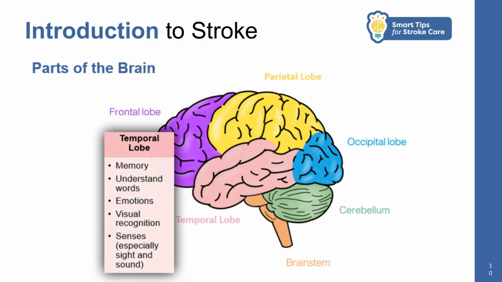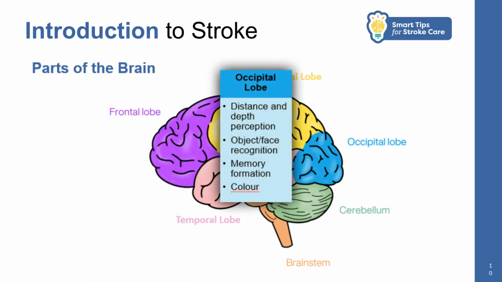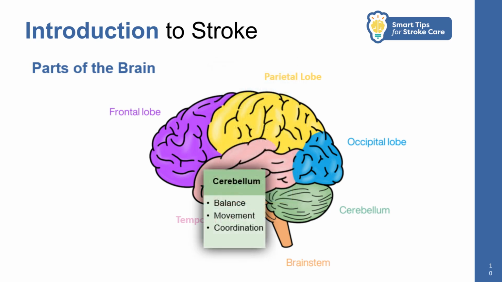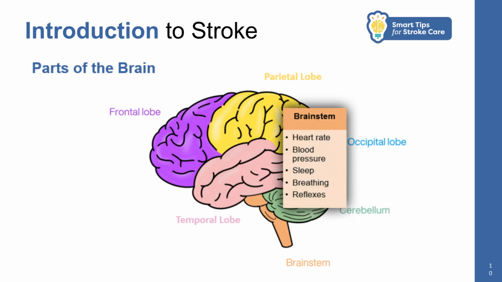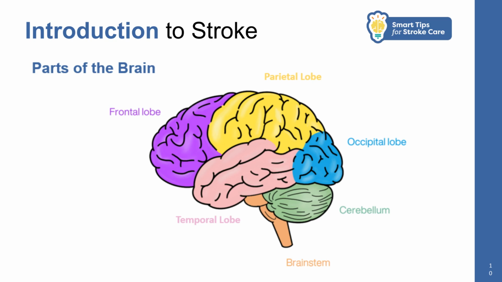The temporal lobe is key for memory, understanding words, emotions, visual recognition, and senses, especially sight and sound. The occipital lobe helps us judge distance and depth perception, recognize objects and faces, along with memory formation and color. The cerebellum is responsible for balance, movement, and coordination. And the brainstem controls many vital functions of the body, including heart rate, blood pressure, sleep, breathing, and reflexes. A stroke in any of these areas can affect these functions, causing problems based on which lobe is affected.